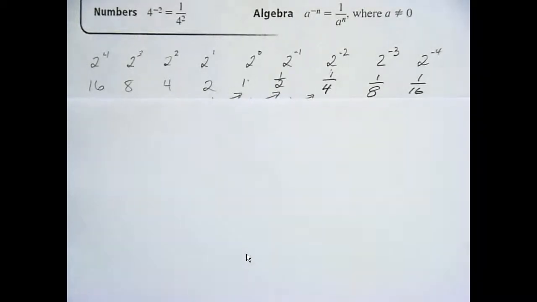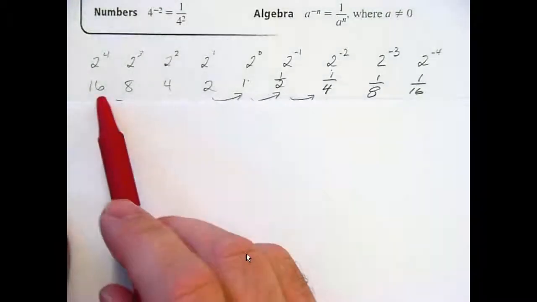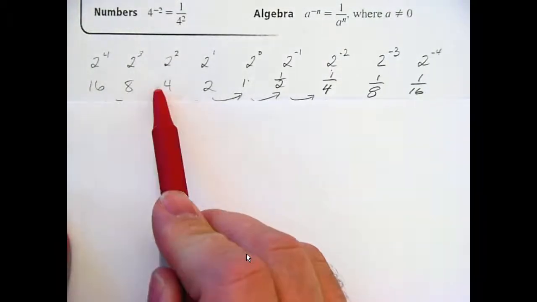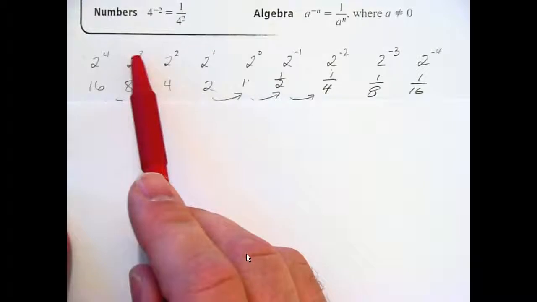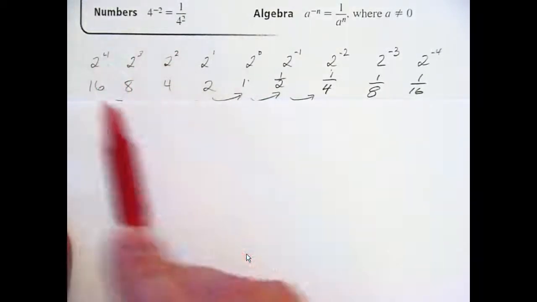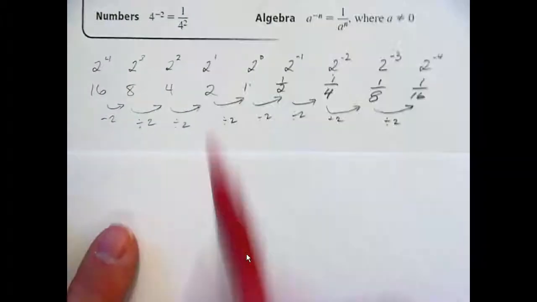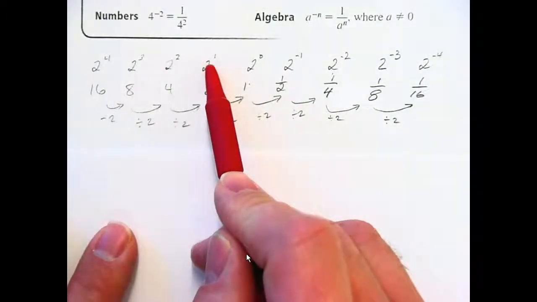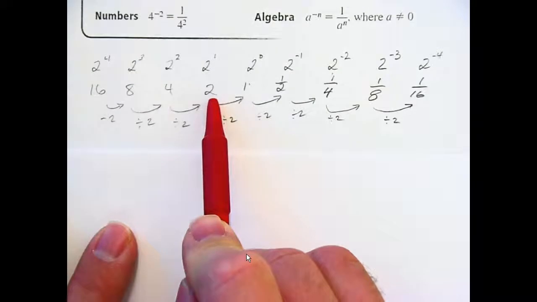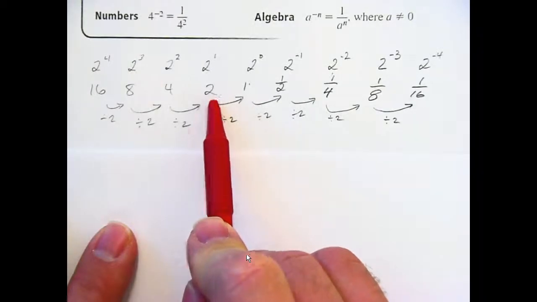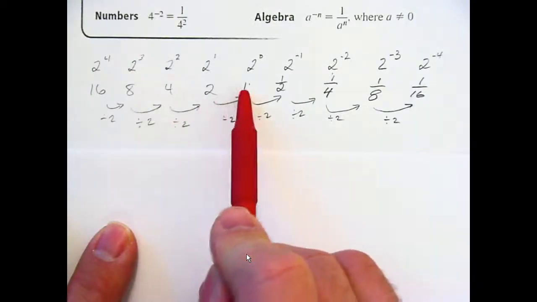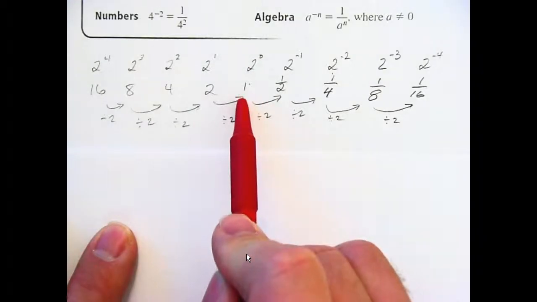Okay? Hey, what's the pattern happening? Yeah, it's divided by 2, right? I mean, that should be obvious if you're multiplying up here by 2. So you're dividing by 2. Notice when you get to 2 to the first, 2 to the first is 2. When you divide that by 2, continuing this pattern, you get 2 to the 0, which is 1.